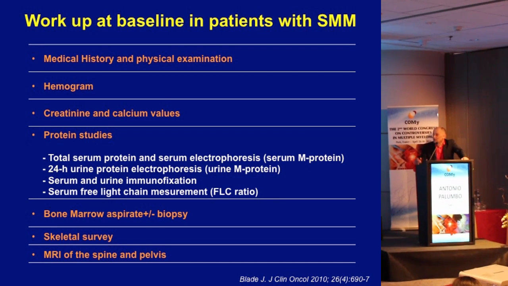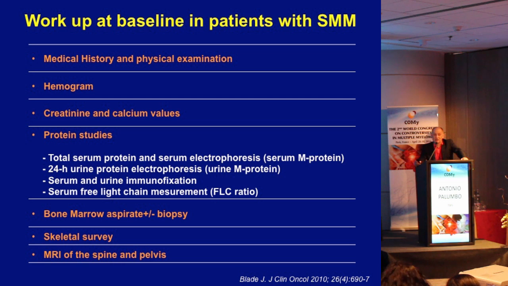medical history, the hematological test, basically the creatinine and calcium, and then the usual protein studies, the M protein, the urine, the immunofixation, the free light chain. And here we are then moving to something, bone marrow biopsy, yes, if we have already more than 3 grams, otherwise I would be probably more conservative.